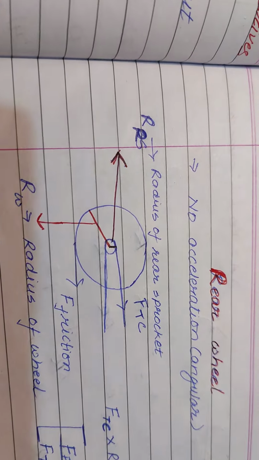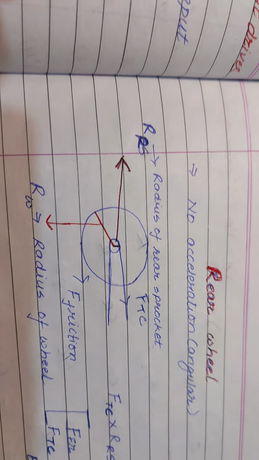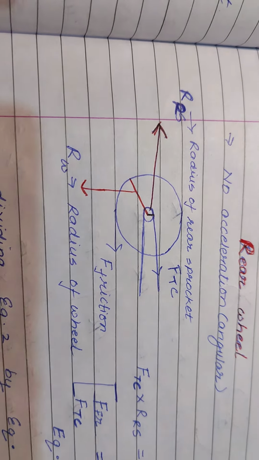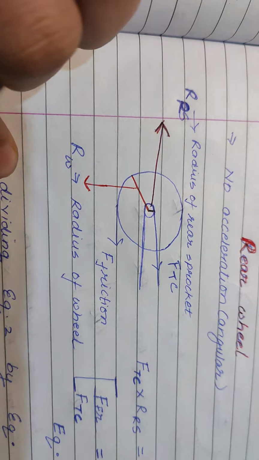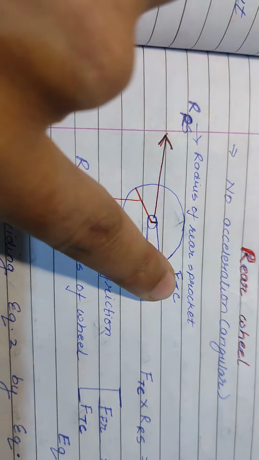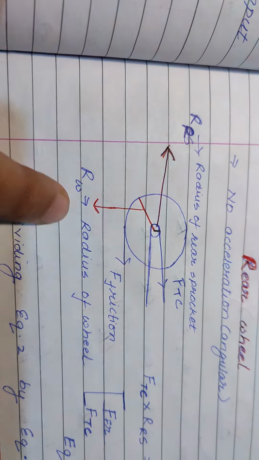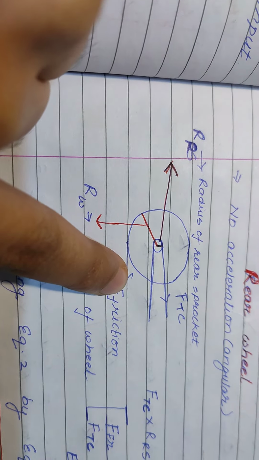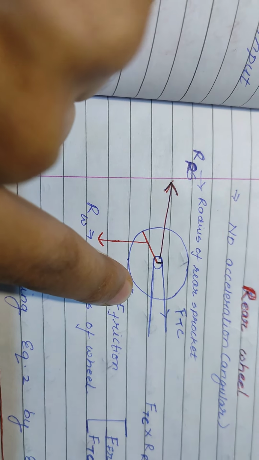So let's go to the rear wheel and see what is happening. As we have seen, there is no acceleration, so in the rear wheel the same thing happens again. There is this tension force which is applying some torque, and then there is this friction which is again applying some force, and because of that, torque.